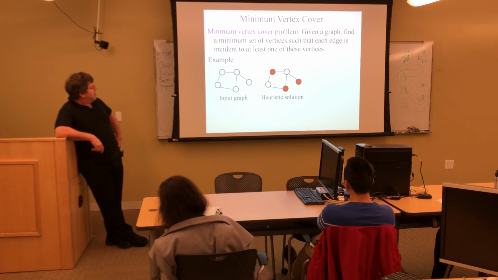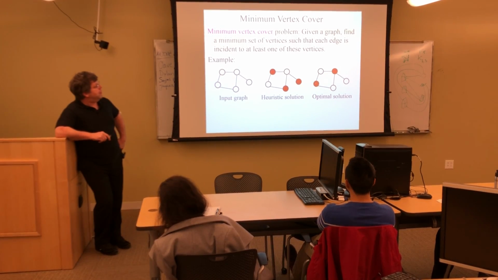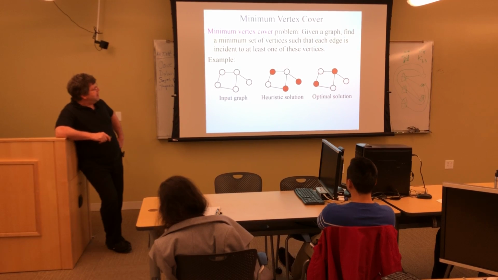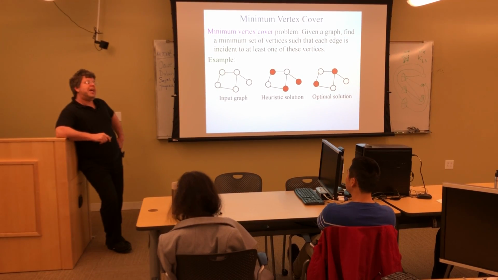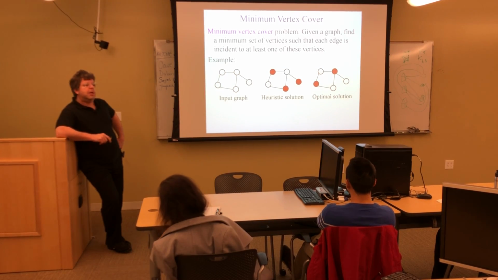So that's the heuristic solution. Of course, for this graph, here's an optimal solution where only two vertices are used and you get the same effect. Every edge is incident to one of those two vertices in this better solution than this one. So that's the solution of size 3. That's the solution of size 2. 2 is better here. And there's no solution of size 1 for this example. You can't take a single node to accomplish the same effect. So that's an optimal solution.